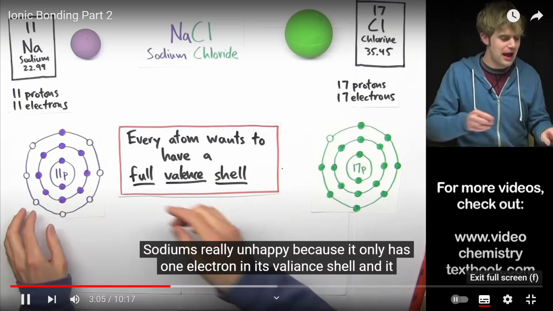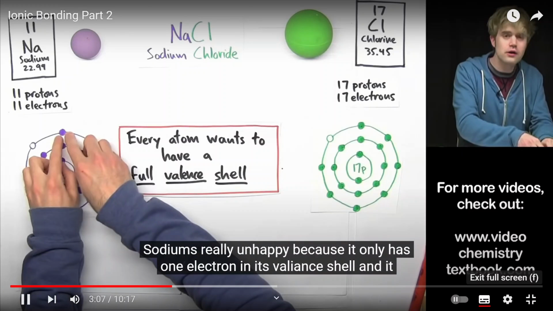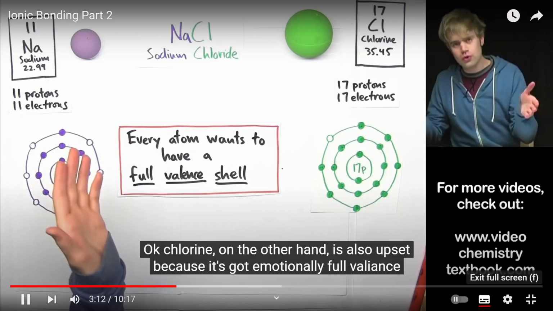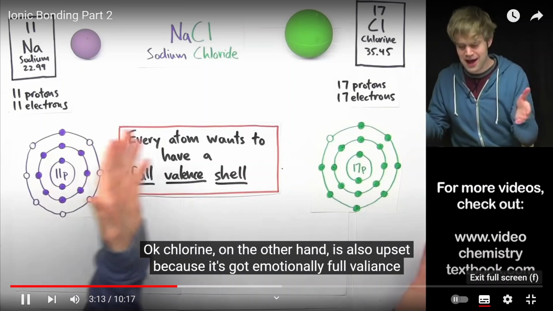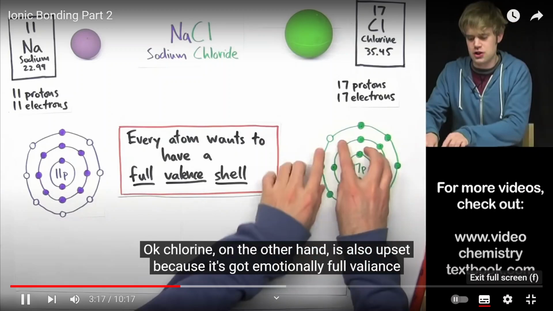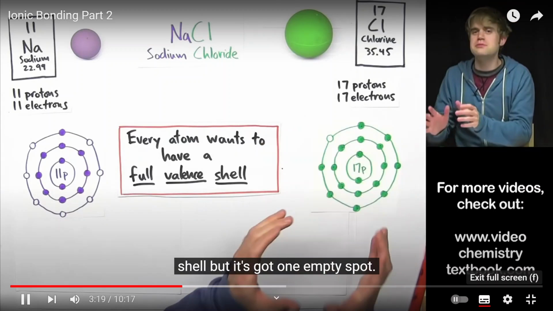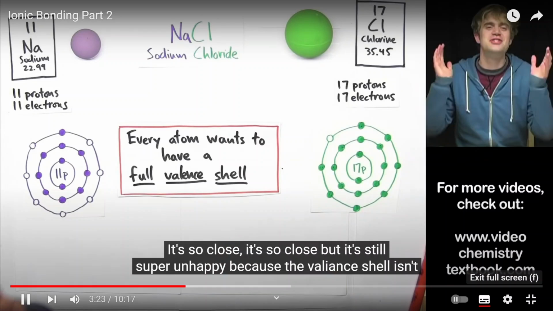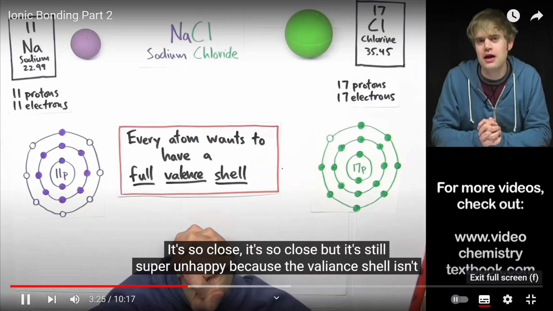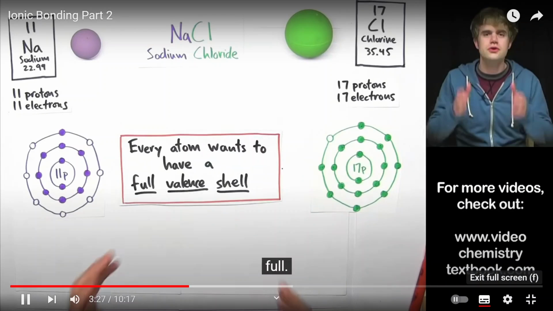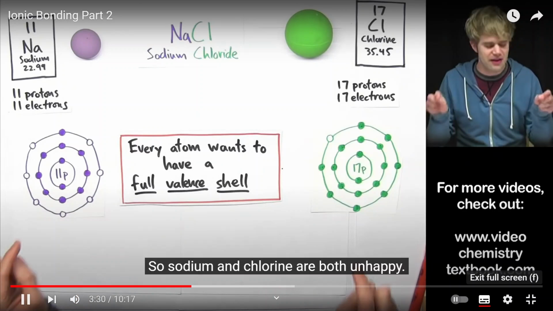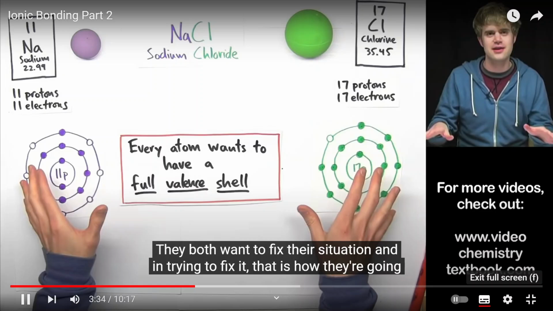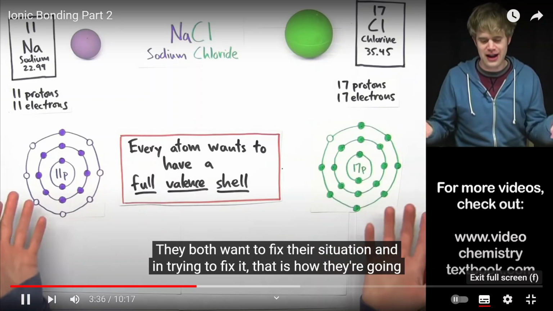Sodium is really unhappy because it only has one electron in its valence shell and it has these 7 empty spots. Okay? Chlorine, on the other hand, is also upset because it's got a mostly full valence shell, but it's got one empty spot. It's so close, but it's still super unhappy because the valence shell isn't full. So sodium and chlorine are both unhappy. They both want to fix their situation. And in trying to fix it, that is how they're going to end up with an ionic bond.